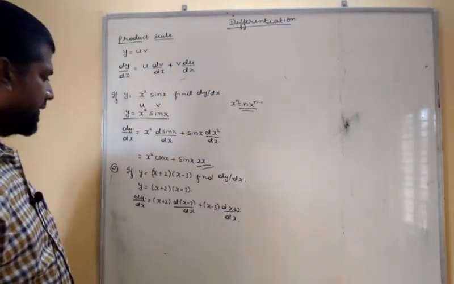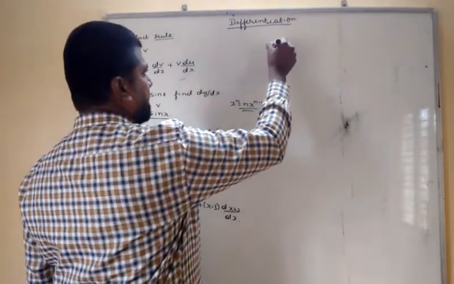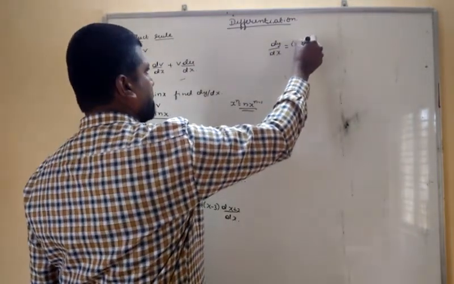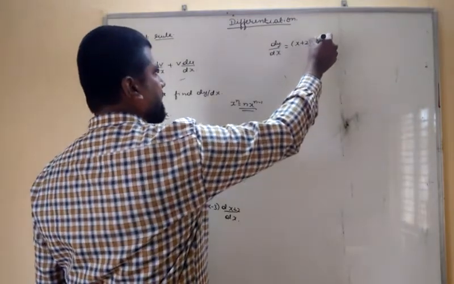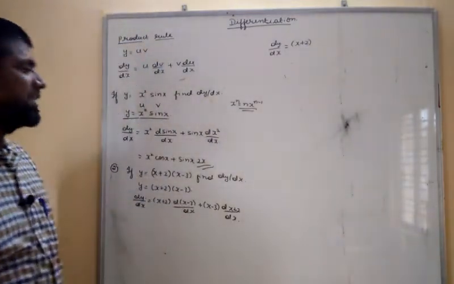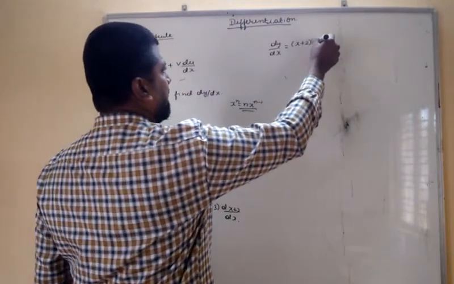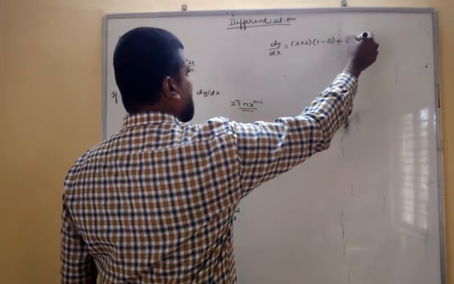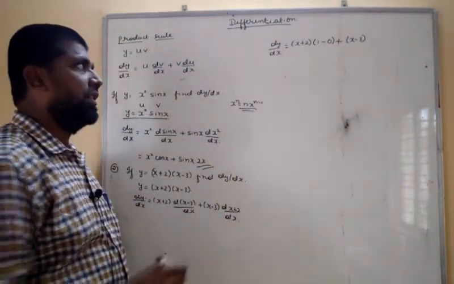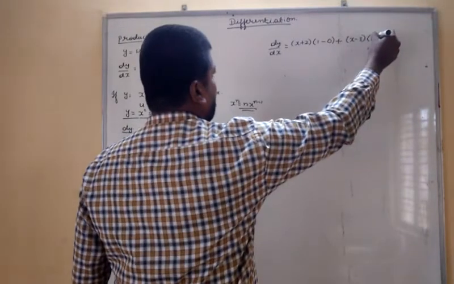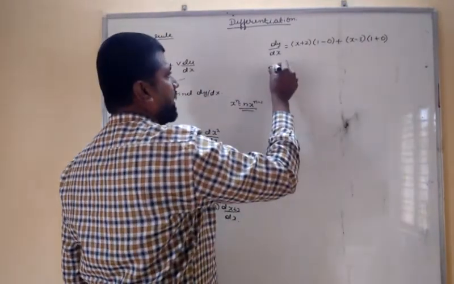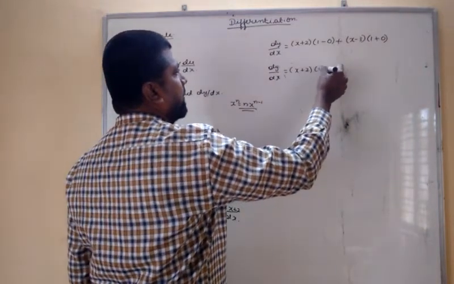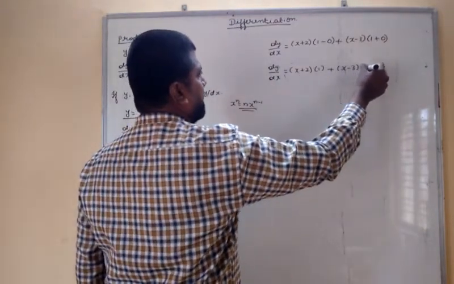So let us write the differentiation here. dy by dx: the first function is x plus 2, then the differentiation of the second function x minus 3. x differentiation is 1, then 3 is a constant, so its differentiation is 0. Plus x minus 3 as it is, into the differentiation of x plus 2: the differentiation of x is 1, then differentiation of 2 is 0. Then dy by dx is equal to x plus 2 into 1 plus x minus 3 into 1.